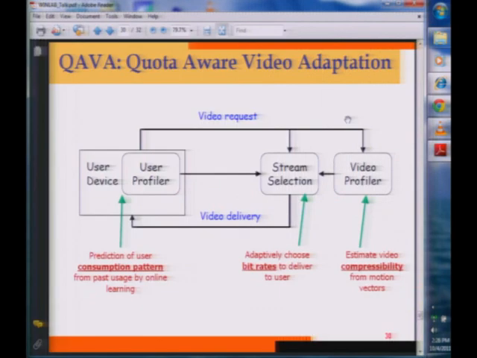Was this using UDP-based players, or was it a TCP-based player? We did a little modification on the Microsoft Silverlight player that Netflix is using. So that's HTTP, HTTP TCP download. Yes.